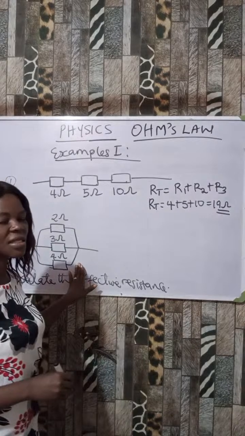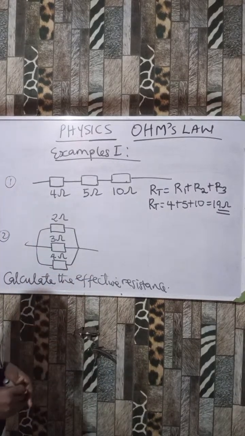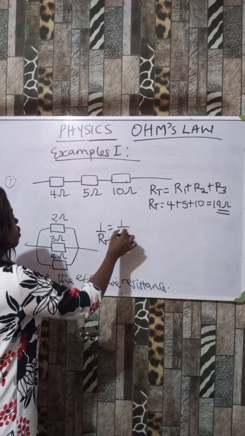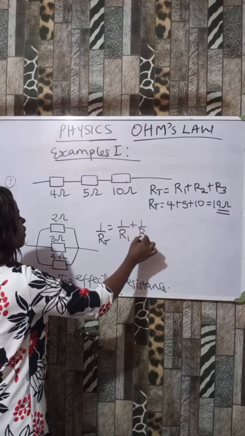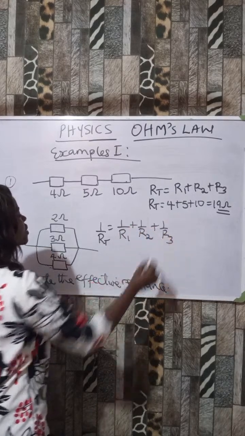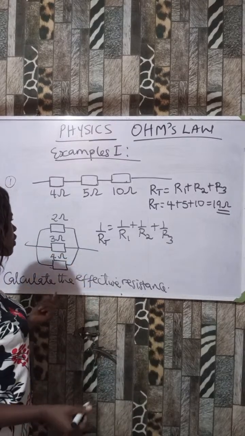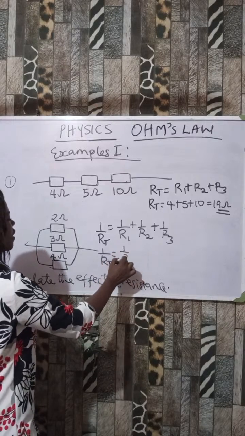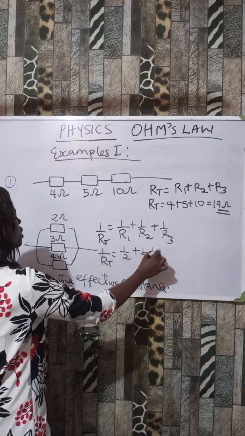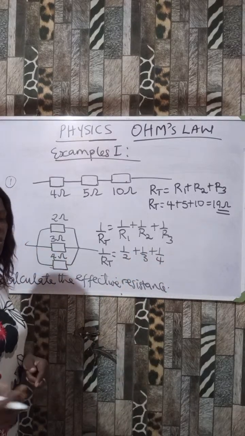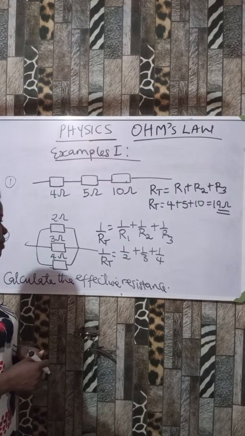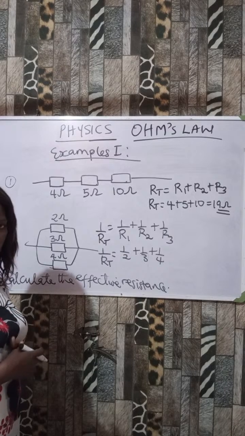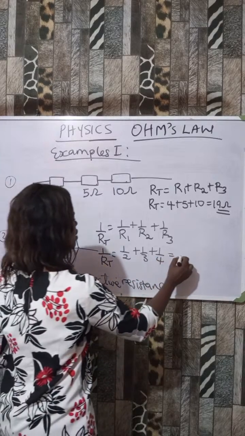Now coming to this one, this is what? Parallel connection. How do we solve it? Remember, the formula is what? 1 over R total is equal to 1 over R1 plus 1 over R2 plus 1 over R3. Do we understand? Okay, so what do we do next? We now say that 1 over R total is equal to, let's go, we have 1 over 2 plus 1 over 3 plus 1 over 4. So what is the LCM? The LCM is going to give us 12.